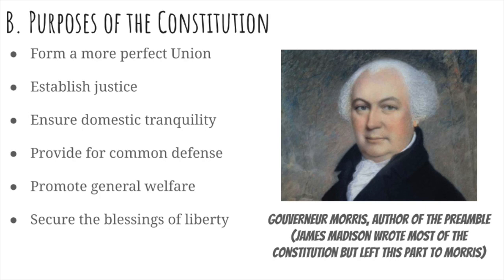To form a more perfect union gets to that Enlightenment ideal of crafting the government that best serves and protects natural rights. Establish justice: obviously, the Founding Fathers felt like justice was being denied by the British government and the rights of Englishmen were not being upheld. To ensure domestic tranquility, that refers to peace, right? Domestic peace. Provide for the common defense of the country, promote the general welfare of all of its people, and to secure the blessings of liberty.